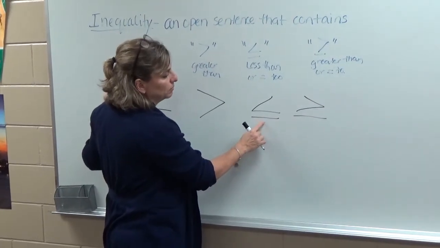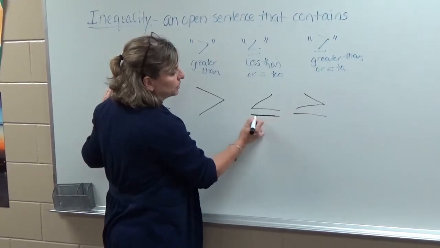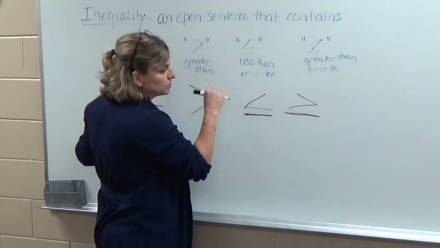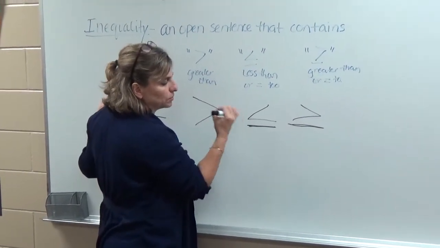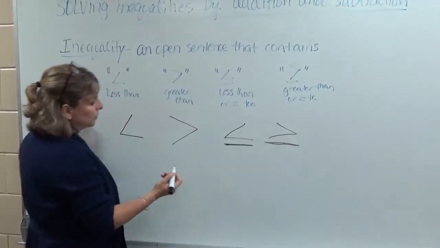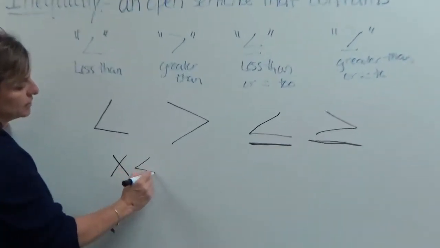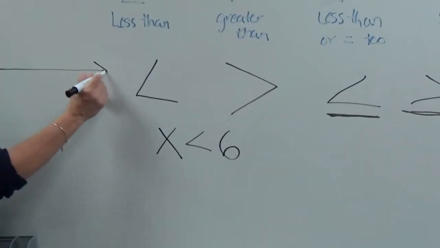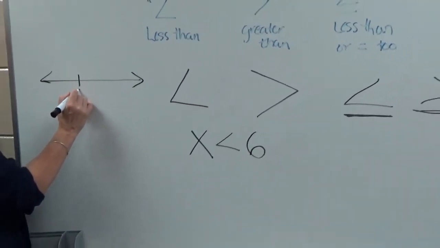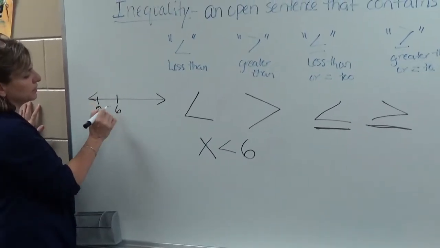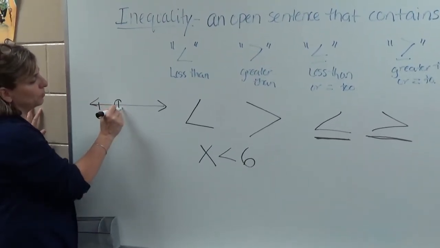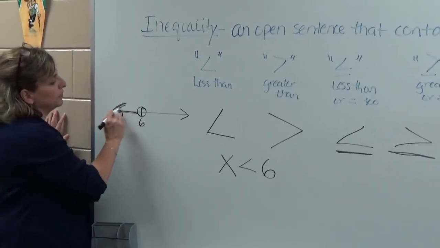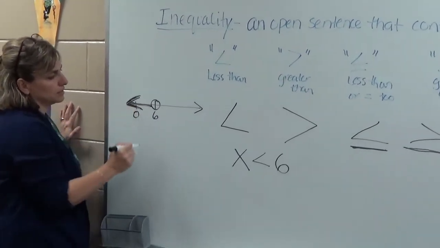So that's important because when you're coloring in and doing a graph, you need to know that if it's equal to, you're going to color the circle in of the graph, and if it's not equal to, you're going to leave the graph open. For example, if I said x is less than 6, that means all the answers are less than 6, but not including 6. Here's 6, here's 0. So I'm going to do an open circle which says that does not include 6, but it includes everything before it because x is less than 6.